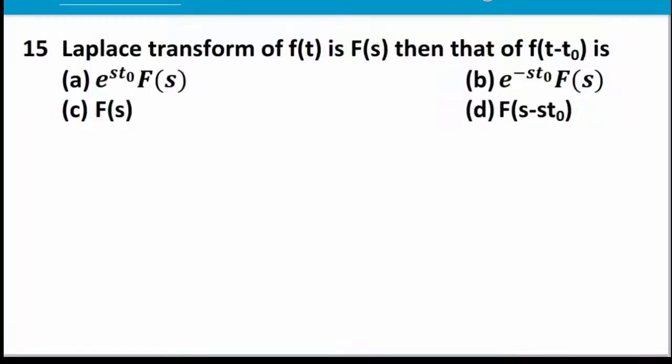Next question, Laplace transform of f(t) is capital F(s), then that of f of t minus t0, that is time shifting. Then if time shifts, then in case of s, that is Laplace domain, this will be e to the power minus s t0 F(s), that is here negative sign is present. That one we have to notice. Option B is the correct answer.